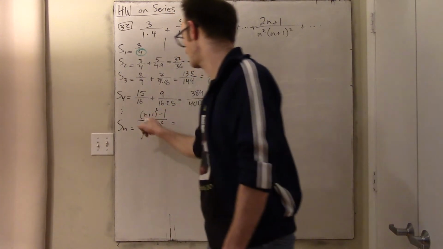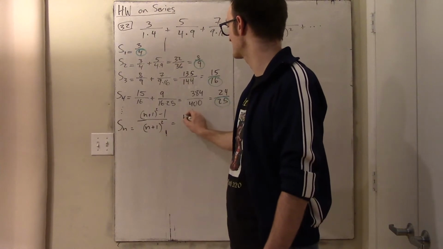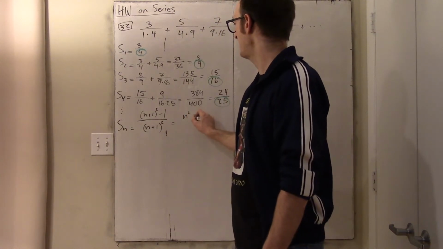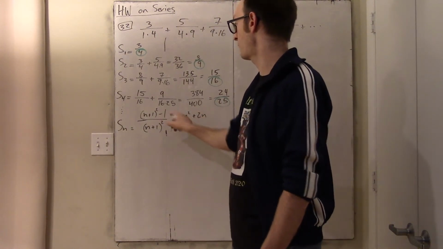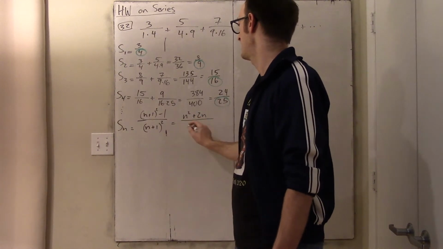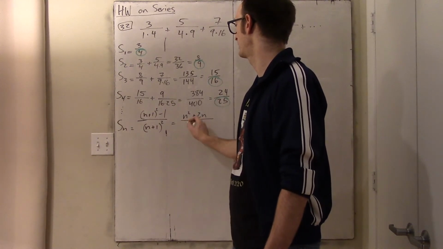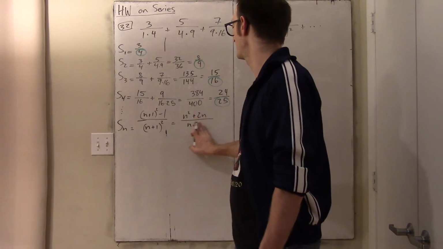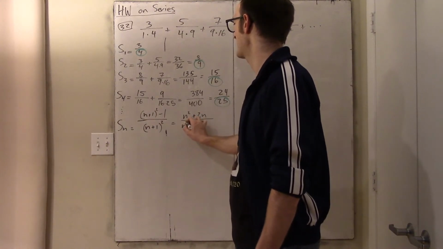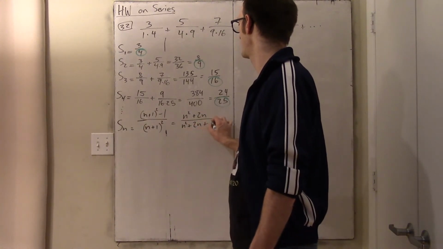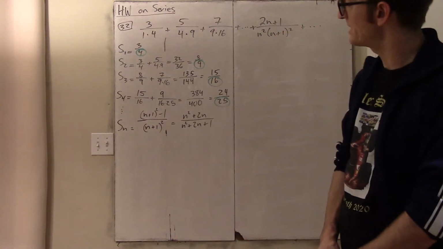Okay, and I guess this could be simplified a little bit as n squared plus 2n, then the 1's cancel, over n plus 1 squared. I don't know if that's worth doing. n squared plus 2n plus 1. Okay, sure. Maybe that's nice.